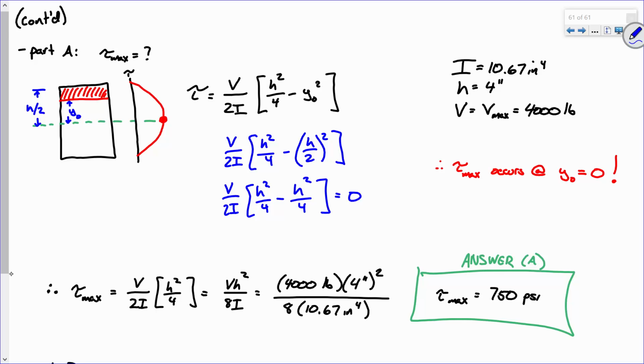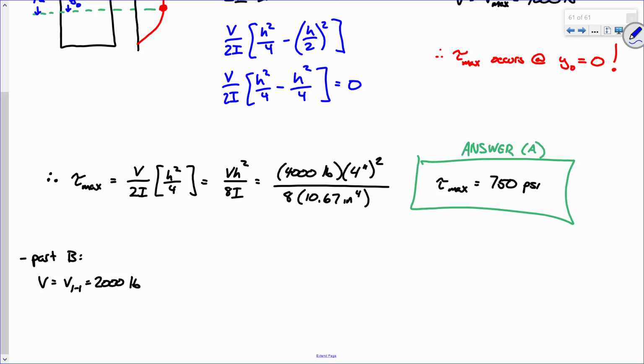Hold on. I think we're thinking too much about this. Let's look at this. All right. So here's our beam. Here's the centroid. Here's our slice. And this is y naught. All right? Now, help me out. What is this dimension right here? 2 inches.